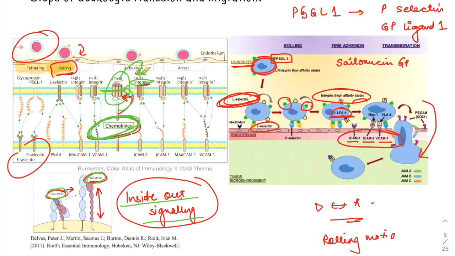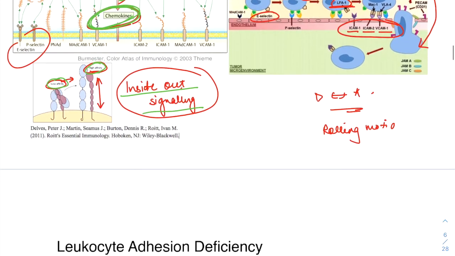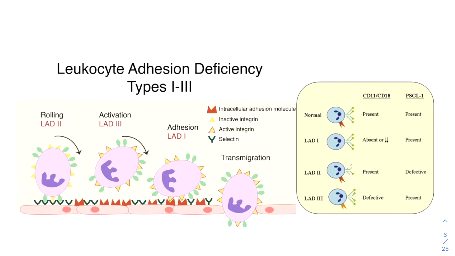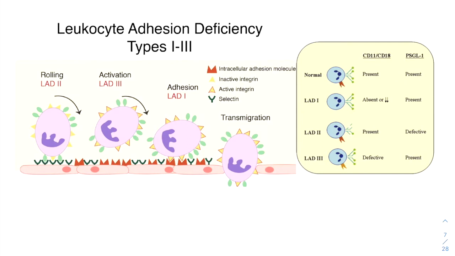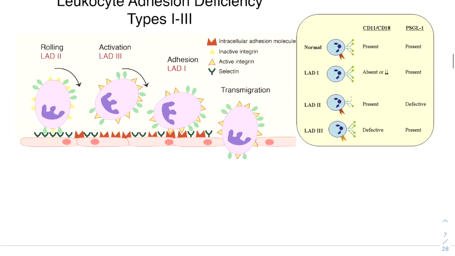Now that we have revised them, let's start with the primary immunodeficiency disorder, leukocyte adhesion defect, in which the main defect lies in leukocyte adhesion. In this disorder, the leukocytes cannot migrate to the infection sites to kill the invading microorganisms. There are three different types of leukocyte adhesion defect: type 1, type 2, and type 3.